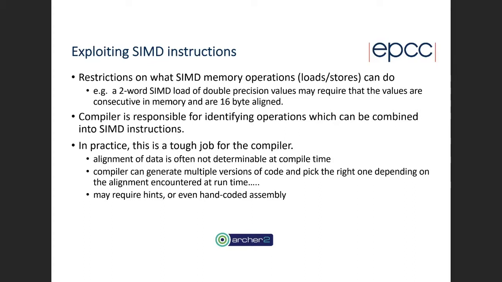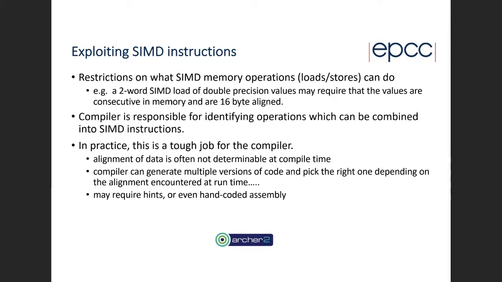And in this case, it's the compiler that's responsible for identifying the operations which can be combined together into SIMD instructions. In practice, this is a tough job for the compiler, and we'll talk a lot more about this tomorrow. The sort of problem the compiler has is that, for example, the byte alignment of data is often not determinable at compile time. The compiler just doesn't know.